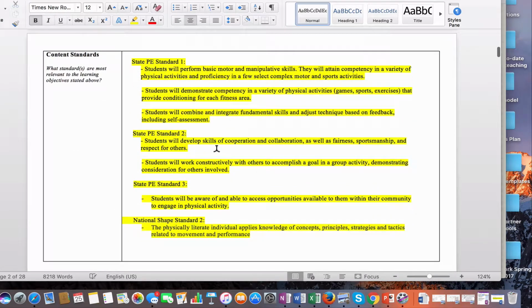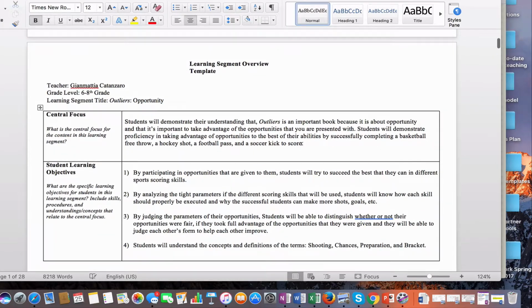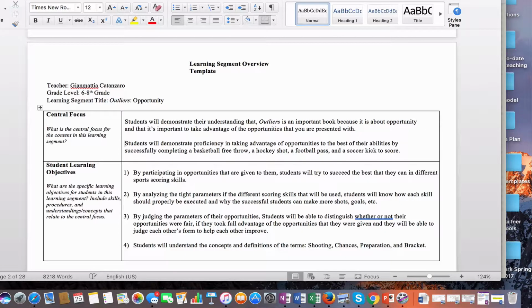So notice that he's saying students will demonstrate their understandings that Outliers is an important book. It's about opportunity, okay? And then students will demonstrate proficiency in taking advantage of opportunities to the best of their abilities by successfully completing a basketball free throw, hockey shot, or football pass. So notice that in the central focus, he has both the Outliers piece, and that's kind of the concept, and then he also has the skills piece, which is his discipline, which is physical education.